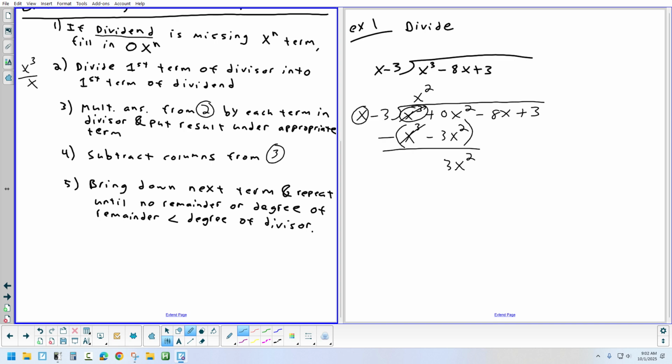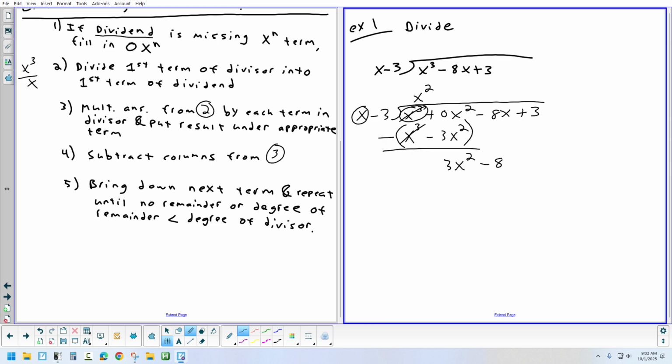Notice at this step, when I bring down the 8x, or negative 8x, the exponent here now is a 2. It started out as an exponent of a 3. Okay, it went down 1. Every time you do a round of long division, that exponent is going to go down.